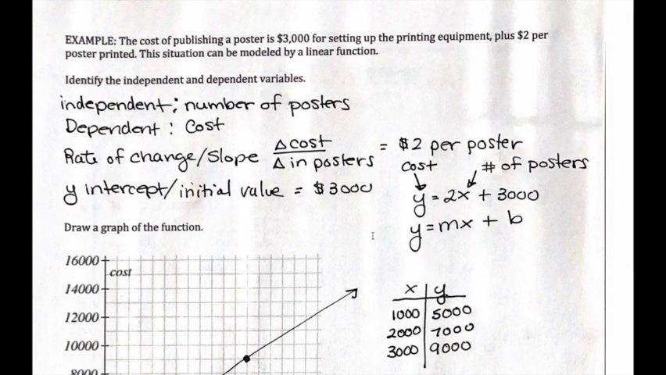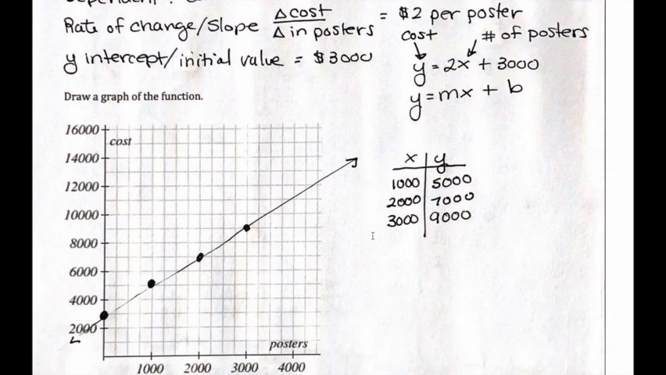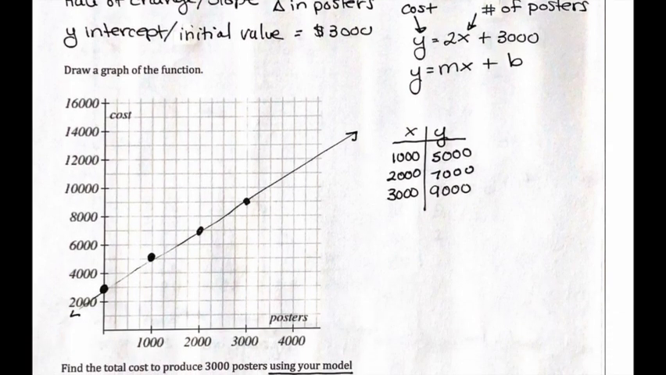Now to graph this, I'm going to plot some points. I know for sure I have the point 0, 3,000, because that's my initial value. So at 0 on my x-axis, I'm going to plot the point 3,000. That's my y-intercept. So I'm going to plug in values. Now you can pick whichever values you want. I picked 1,000, 2,000, and 3,000. So I plug those values in for x.